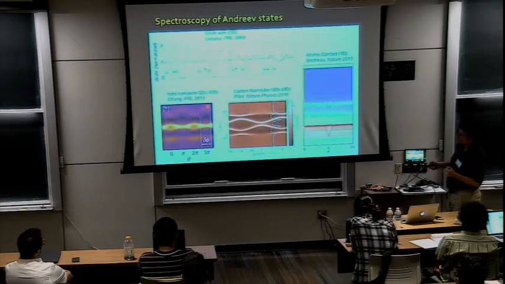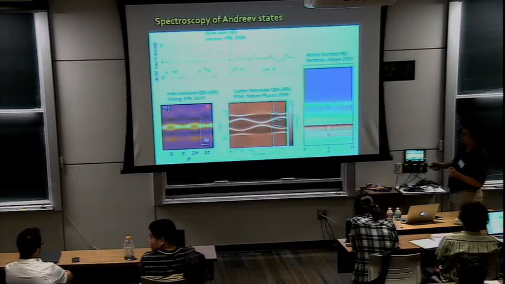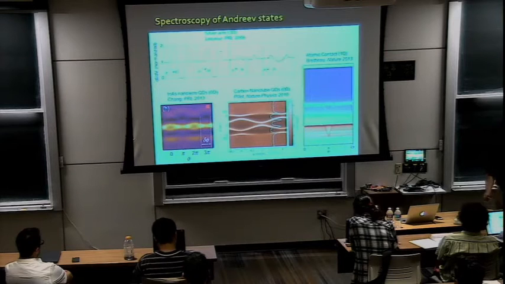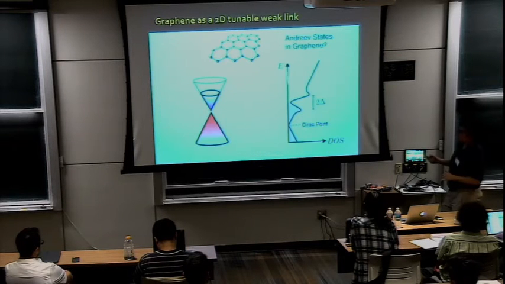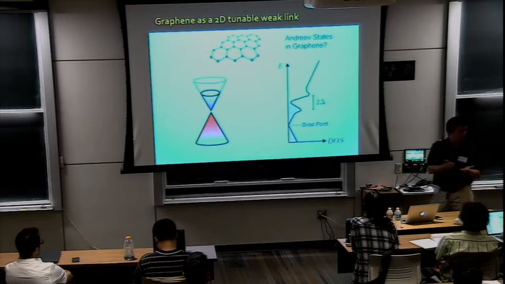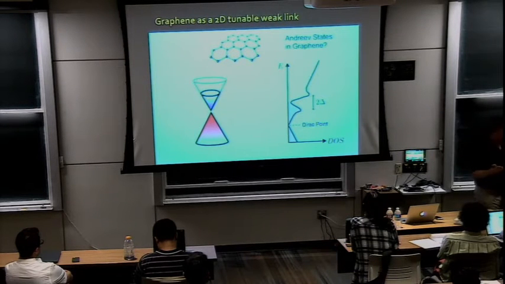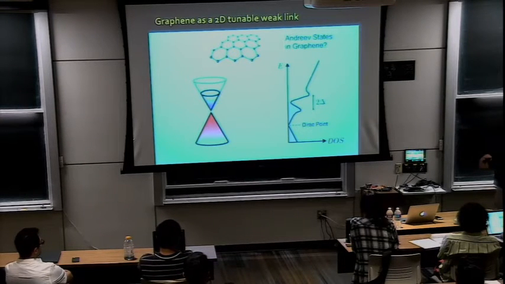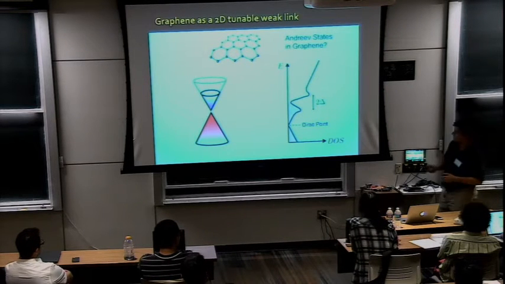More recently, they have done it in some cases in carbon nanotube and indium arsenide nanowire quantum dots, so the 0-dimensional case, where you can see here a direct visualization of the Andreev states as a function of phase, for example here, and this is similar. Now, the 2-dimensional case has not been explored much, actually. Graphene is a 2-dimensional tunable weak link. Unlike semiconductor heterostructures where the 2-dimensional electron gas is typically buried in the heterostructure, graphene is right at the surface, so it's relatively easy to make contact to it with superconductors.